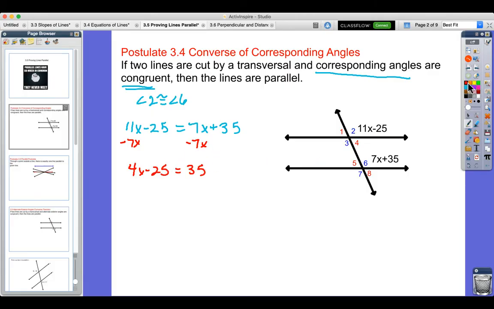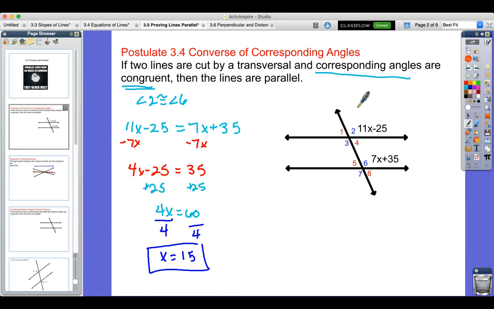Then we're going to get the numbers on the other side, so add 25 to both sides. We get 4x equals 60. And then the rest is just division. Divide by 4, divide by 4. x equals 15. Let's double check that. Let's plug that in and see if we get the exact same answer.